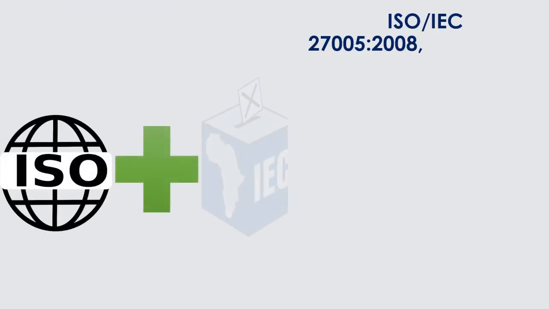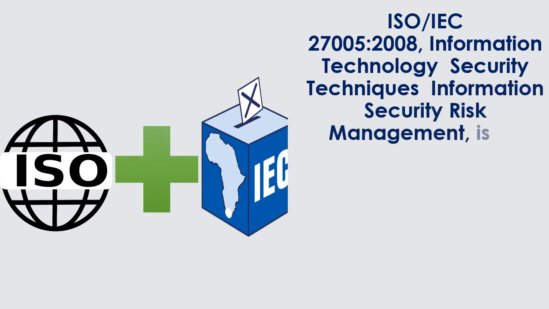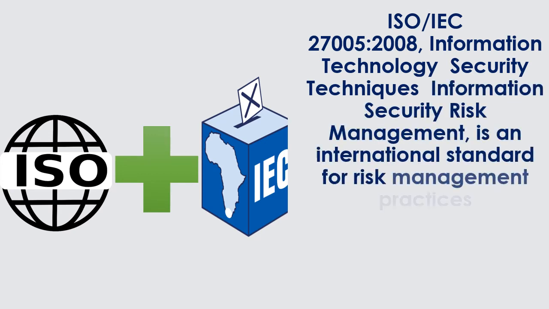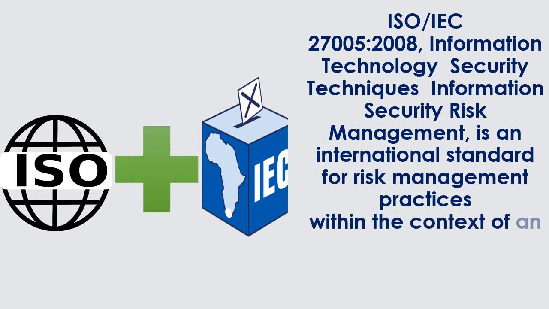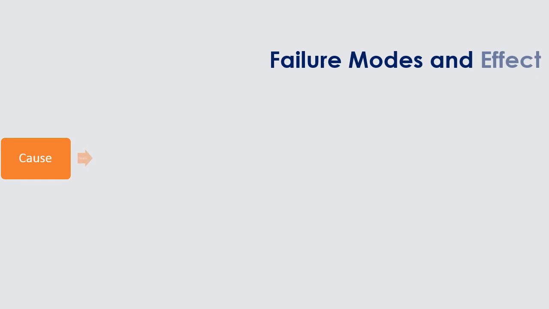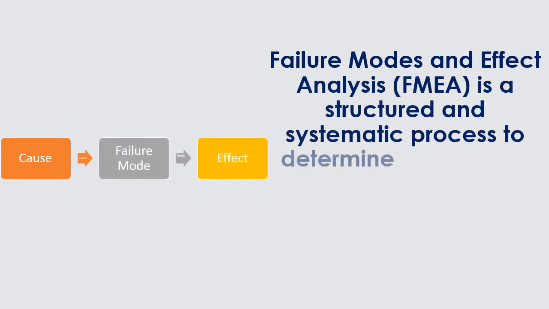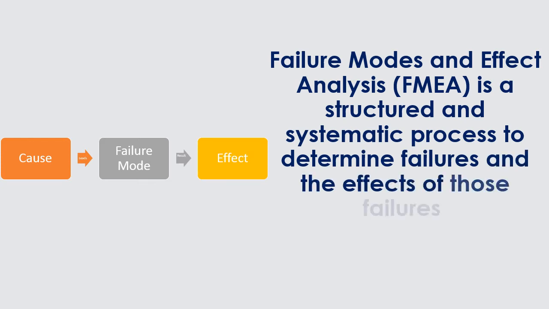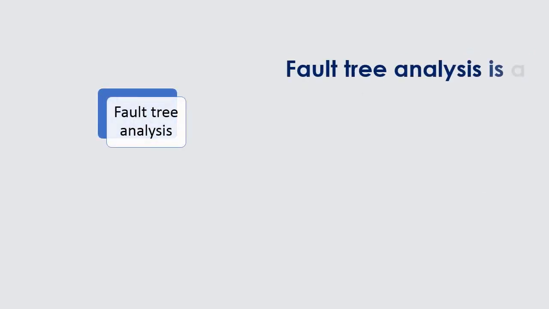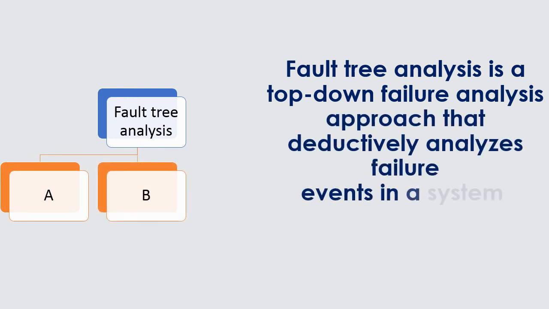ISO/IEC 27005:2008, Information Technology, Security Techniques, Information Security Risk Management, is an international standard for risk management practices within the context of an information security management system, ISMS. Failure Modes and Effect Analysis, FMEA, is a structured and systematic process to determine failures and the effects of those failures. Fault Tree Analysis is a top-down failure analysis approach that deductively analyzes failure events in a system.